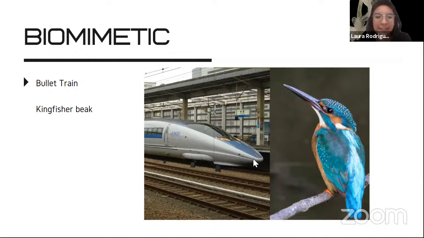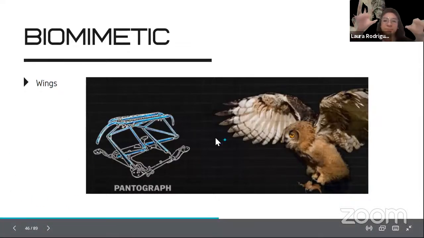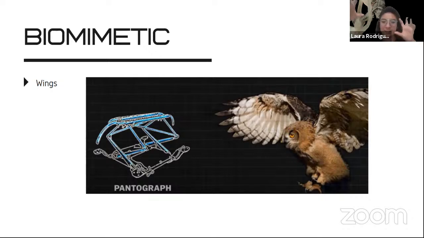So they designed the train facade as the kingfisher beak, and that decreased a lot the noise and the vibration of the air. So now the train could be used without so much noise. And not only that, they also created some pantographs, the devices that were getting together the wagons or the cars of the train, inspired by different wings of, for example, the owl, in order that this type of device do not interfere with the speed and it could continue with the maximum speed of the train.